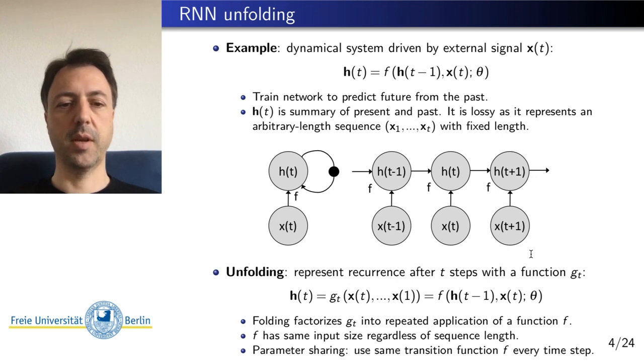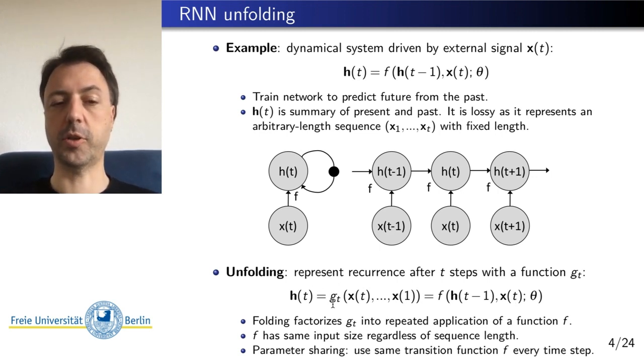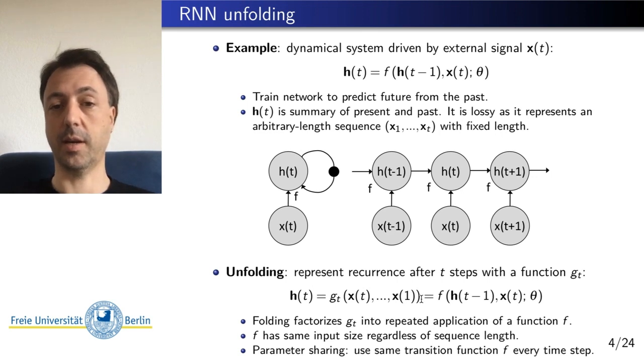So in other words, an unfolding or folding of a recurrent neural network switches between this recursive definition that we had up there, f of h t minus 1, x t, and a feed-forward representation that we here call g of t. So what you see on the right-hand side of this graph is a feed-forward neural network which represents the last hidden variable h as a function of the entire time sequence x1 to xt.